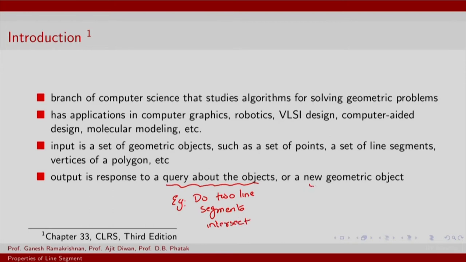In the next class, we will discuss an instance of the second kind of output, the synthesis of a new geometric object. We will discuss the synthesis of something called the hull, or more specifically the convex hull of a set of points. You could think of the convex hull as the tightest enclosing polygon around a set of points. For this, you might have to drop some points from the boundary of the hull and let them lie in the interior of the hull.